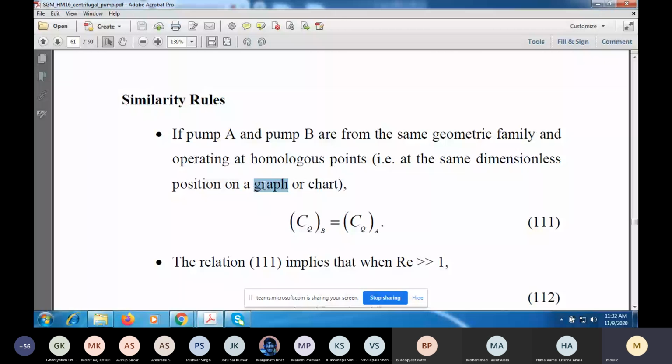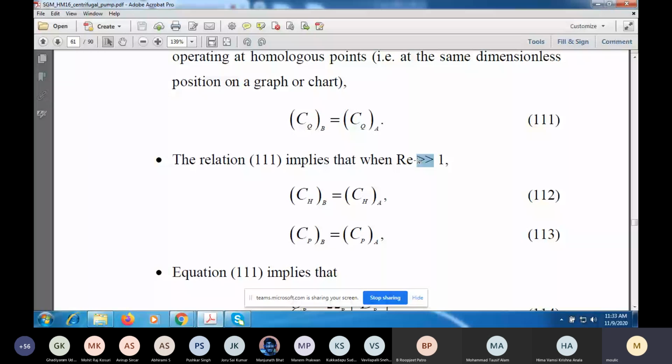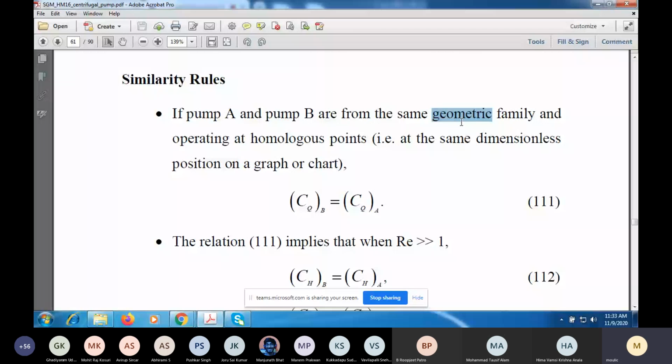So here the important factor is the CQ. So if CQ for pump B and CQ for pump A are the same, then CH and CP for pump B will be the same as CH and CP for pump A, because when the Reynolds number is large, the effect of Reynolds number and the roughness ratio can be neglected, and you can say that CH depends only on CQ and CP depends only on CQ. So if CQ for the two pumps are the same, then this will also be the same, but of course they also have to be geometrically similar. So these are things that you have studied in your second year.